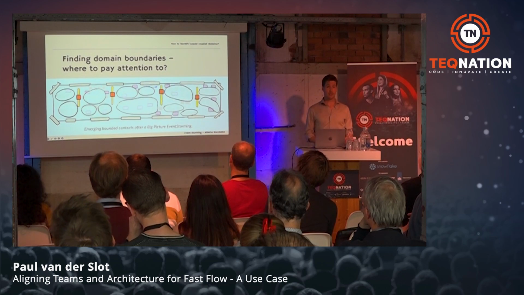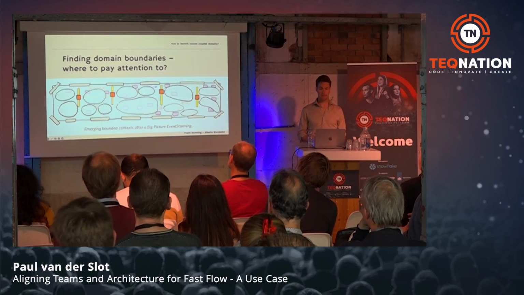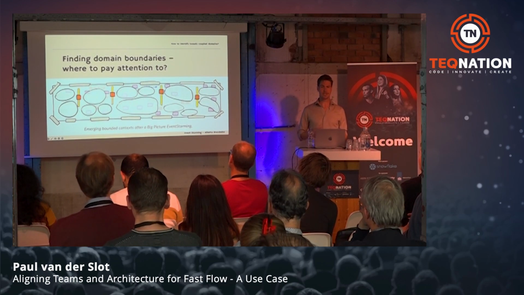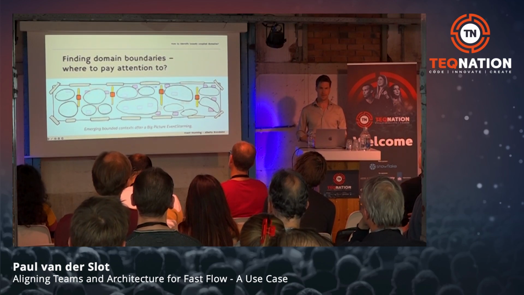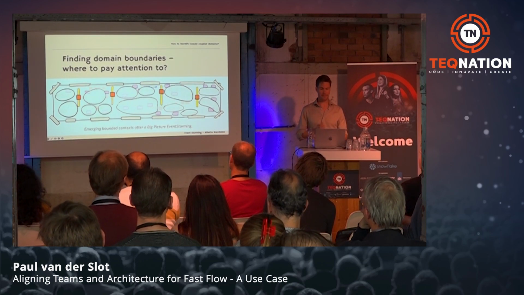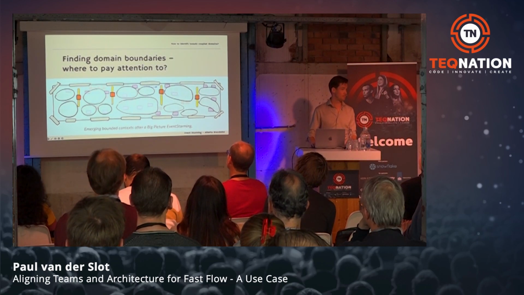And when you pay attention to those things, the language, the purpose, the user groups, and also the pivotal events, you can see domains emerge. So here these circles are emerging domains, where language changed, a pivotal event was in between. And that's what we did at Alliander as well.